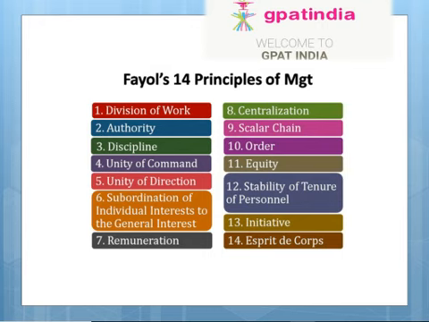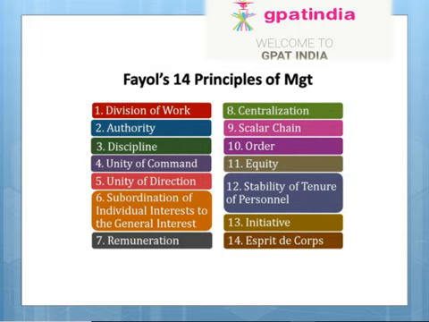First, division of work. Everybody should know what they need to do. Authority. There should be persons who have power and authority to work, and they ask certain people, you have to do those things. There should be discipline. There should be unity of command, one manager, not more than one manager. Otherwise, discrepancy will be created. Unity of direction. Everybody is working in the same direction in the development of the company.